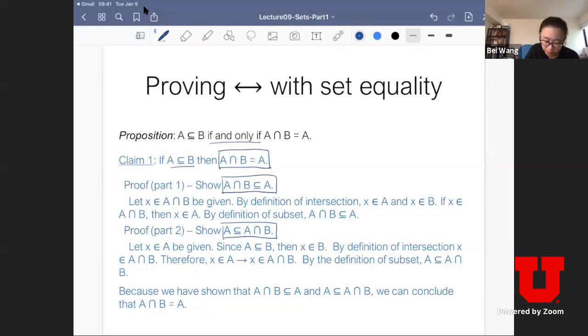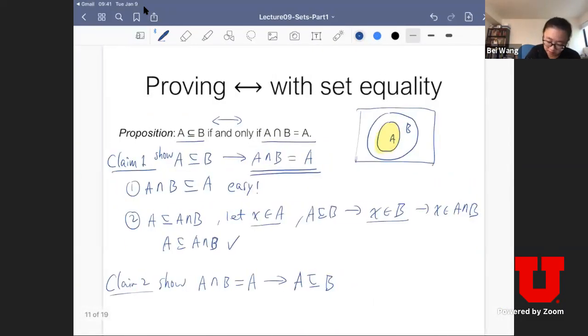We assume we start with the element X that is in A intersect B. By definition of intersection, that means X is in A and X is in B. Because it's in both, it's in their intersection. And again, by definition of subset, it's in the intersection, so it's also in A. So A intersect B is part of A. This is the step where I say this is the easy part.